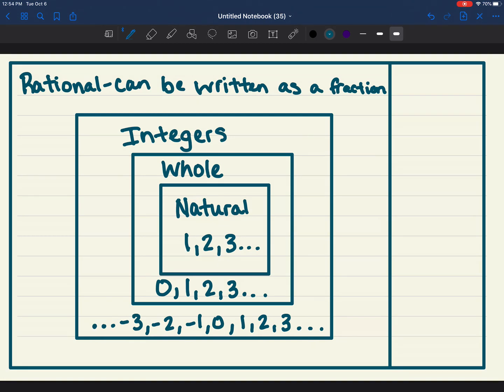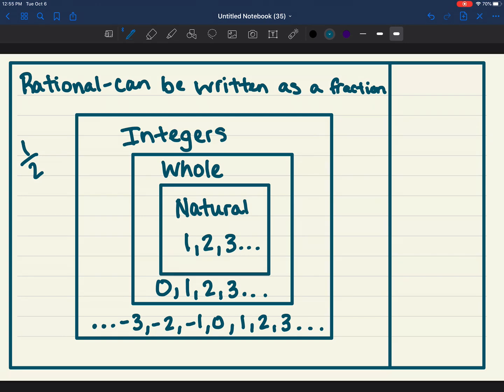Can anyone give me an obvious example of a rational number using the definition? If a rational number is any number that can be written as a fraction, what would be an example of a rational number that's already a fraction? Okay, 2 over 4, which would be 1/2. Isn't 1/2 obviously a rational number because it's already a fraction? Anytime a number is already a fraction, you know it's going to be rational.